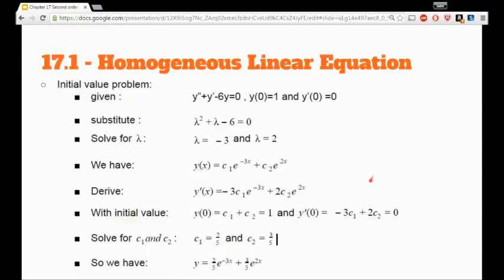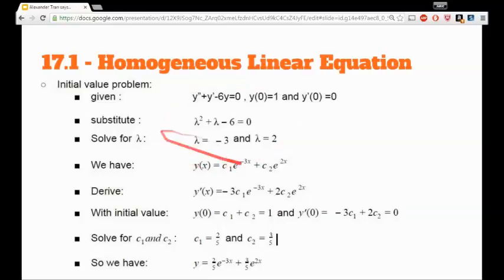Here's an example of an initial value problem. We were given an equation y double prime plus y prime minus 6y is equal to 0, and initial values of y(0) is equal to 1 and y prime(0) is equal to 0. Now we substitute in lambda, and we will have this polynomial equation. Now we solve the polynomial equation and we get lambda is equal to -3 and lambda is equal to 2.